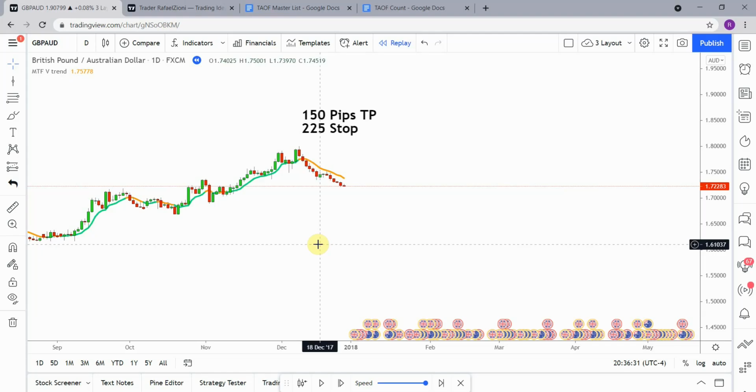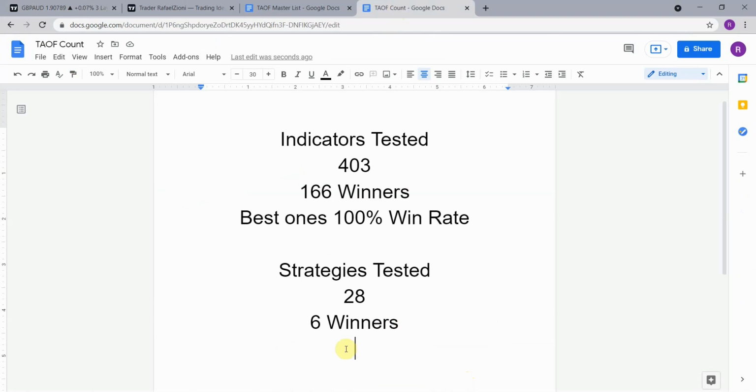Alright, as I said, today we will be testing the MTF V trend indicator. Before we do though, I wanted to put the testing scoreboard up for everyone to see. So to date, we have tested a total of 28 different strategies, with 6 of them being winners. We have also tested a total of 403 indicators, with a total of 166 winners, which means that they have met or exceeded the 60% win-loss ratio threshold that we have set for them.